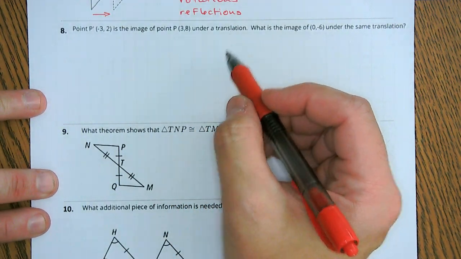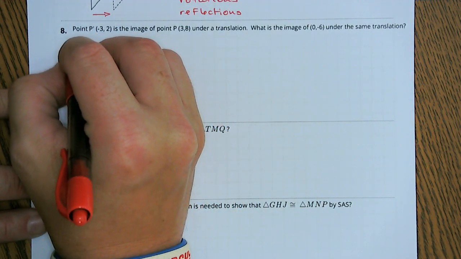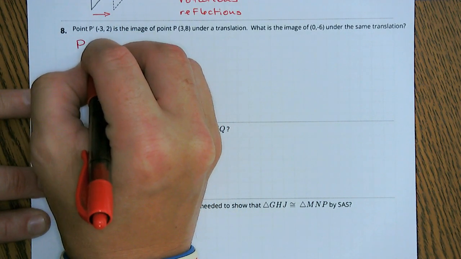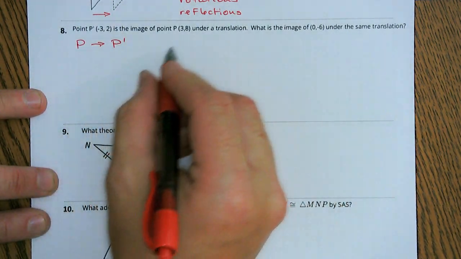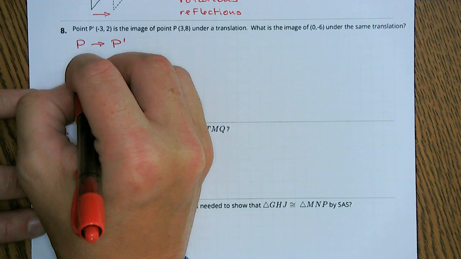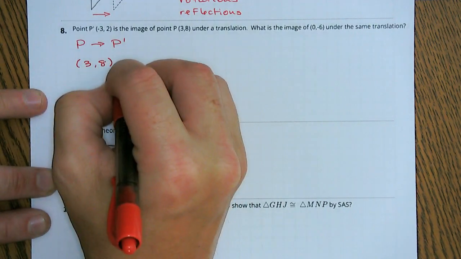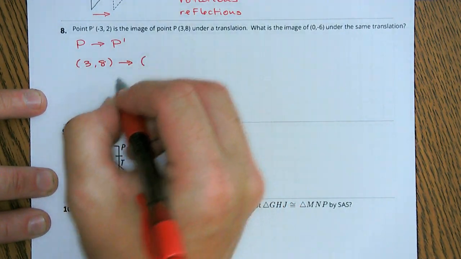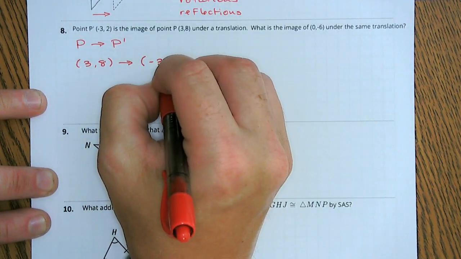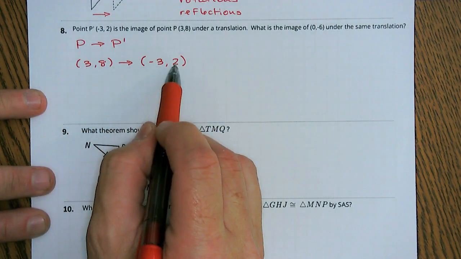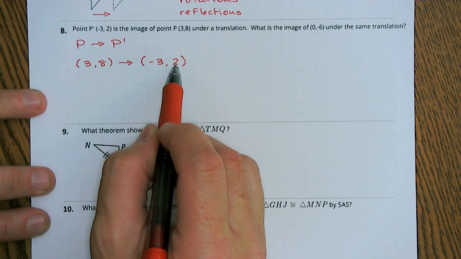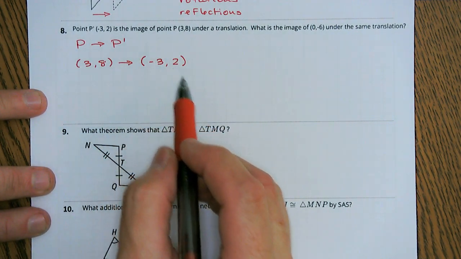So what we want to think about here is that we started off at point P, and we went to point P prime. Okay, so how did we get there? Well, point P was over at the location 3, 8. It ended up over at the location -3, 2. So what does it take to get from here to here for our x's and our y's? So let's think about this for a moment.